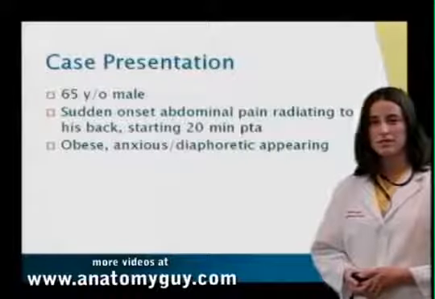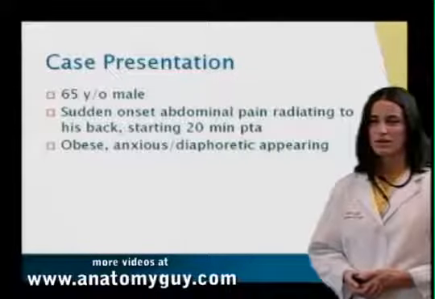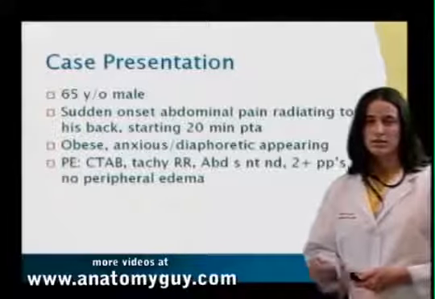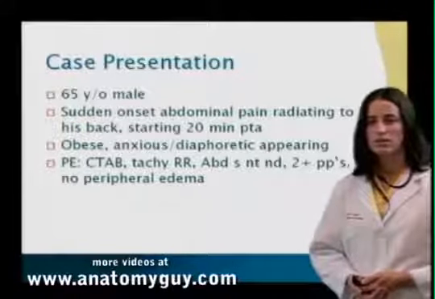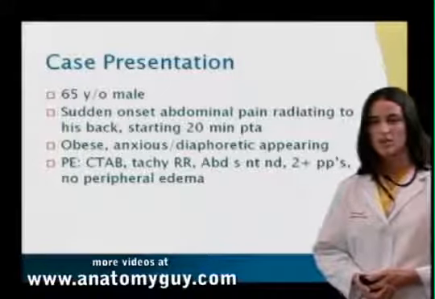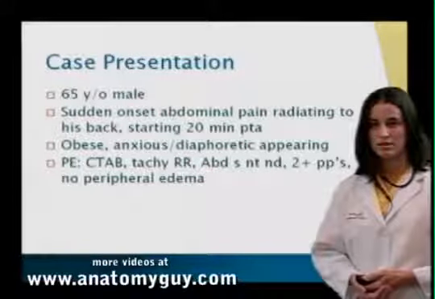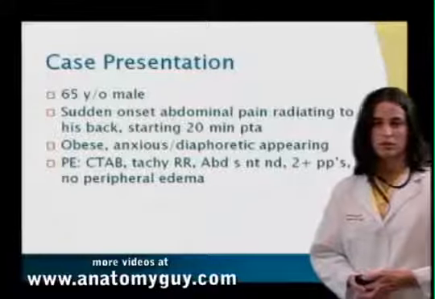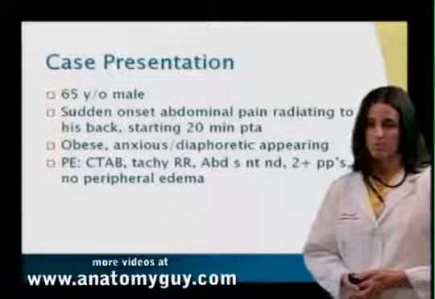He's obese, anxious appearing, very diaphoretic. On a physical exam, a focused assessment, his lungs are clear to auscultation bilaterally. He has a tachycardic rate, regular rhythm. His abdomen is soft, non-tender, non-distended. He has 2+ peripheral pulses in all 4 extremities and no peripheral edema.